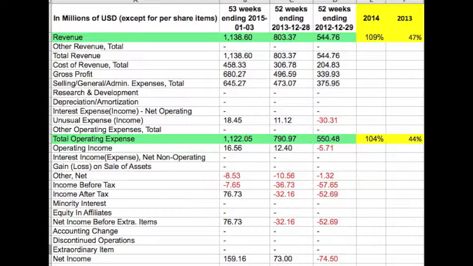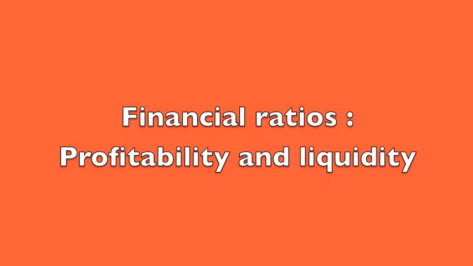In this case, I will use guidelines to compare those results. If we start with the revenue, we can see that the revenue has increased by 47% in 2013 and 109% in the next year, which is really good for the company. Total operating expenses have also increased for both years, but less than the revenue. In consequence, the net income is bigger in 2014 than in 2012, which places Kate Spade in a very good position. Let's continue our analysis with the financial ratios.